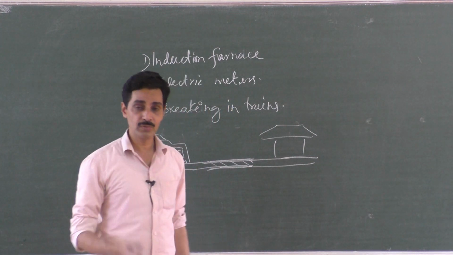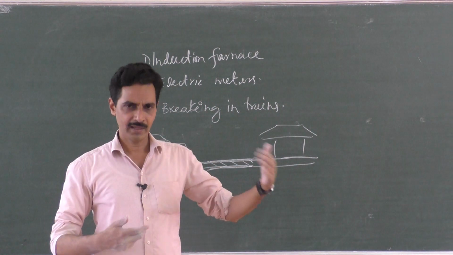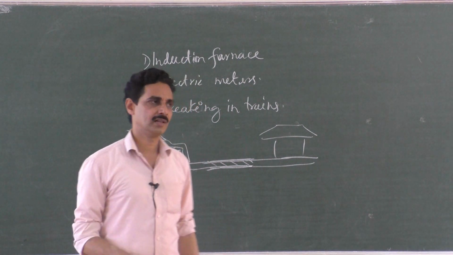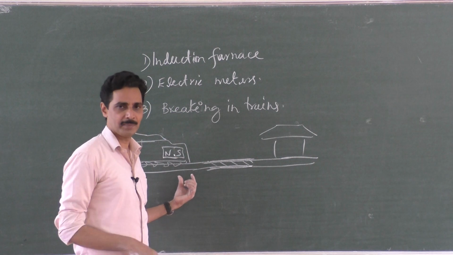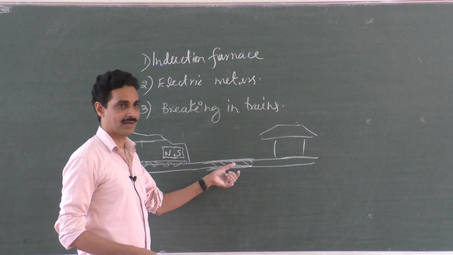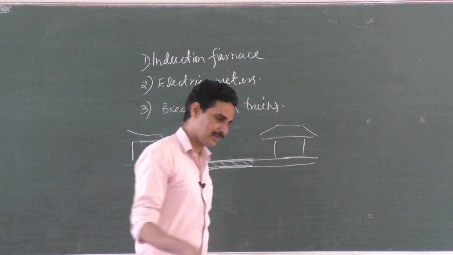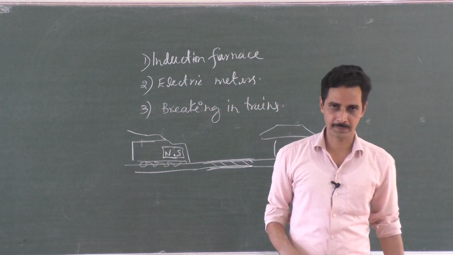So wherever you want to stop the train, even before reaching the station, at sufficient distance, switch on the magnet. That means activate the magnet by passing current to the coil. That magnet induces an EMF in the rails and produces an eddy current which opposes the motion of the train, and the train will smoothly come to a stop.